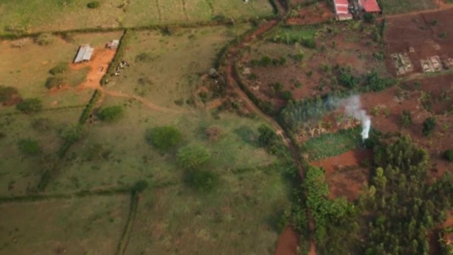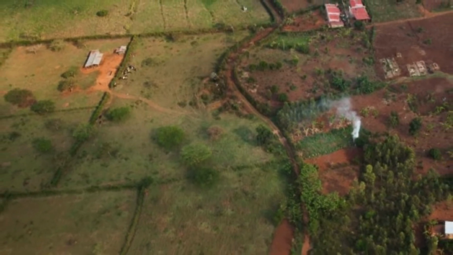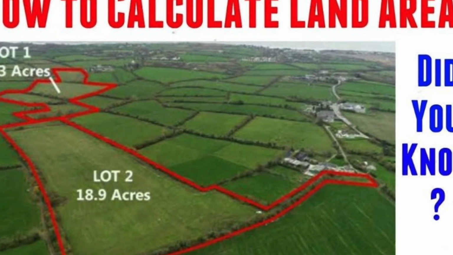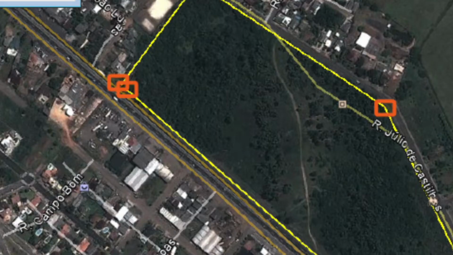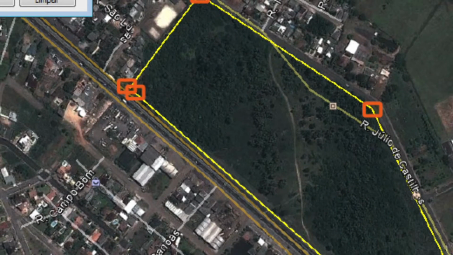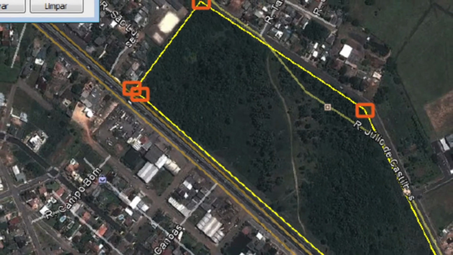Calculating the surface area of a specific field is a common challenge for a surveyor. Fields are often irregular, so it must be divided into several regular areas such as triangles and rectangles to be able to get their surface areas. The sum of these areas gives the total area of the field.